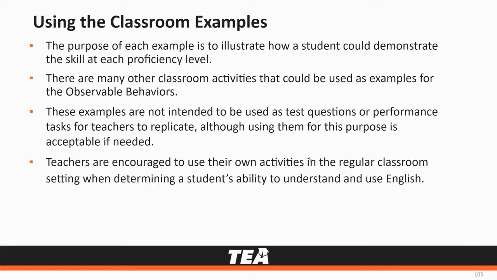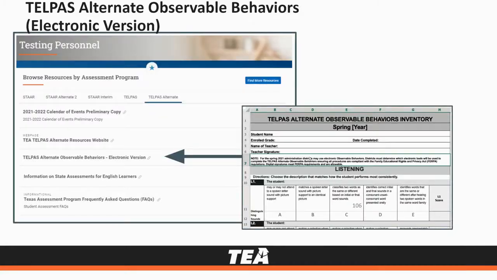So the purpose of each example is to illustrate how students could demonstrate the skill at each proficiency level. There are many other examples that could be used though, so please don't feel like you're tied to the ones that are listed. You're actually encouraged to use your own activities because you know your students and your students know your procedures and routines. So there is an electronic version of the observable behaviors. Again, I can get you links to all of that stuff.